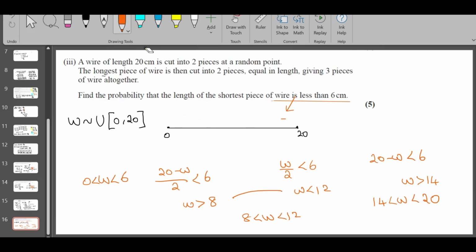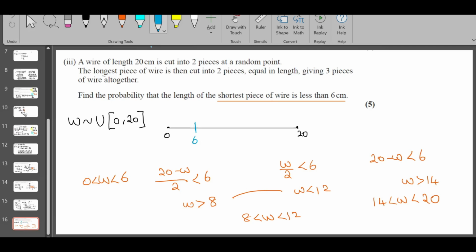I will explain the whole thing again now. To get the shortest piece less than 6, you can cut anywhere between 0 to 6. Just imagine you cut here at 5. This piece is length 5. The rest of the length, the longest piece, is of length 15 centimeters. Divide by 2. You'll get 7.5, 7.5. This becomes the shortest one, right?